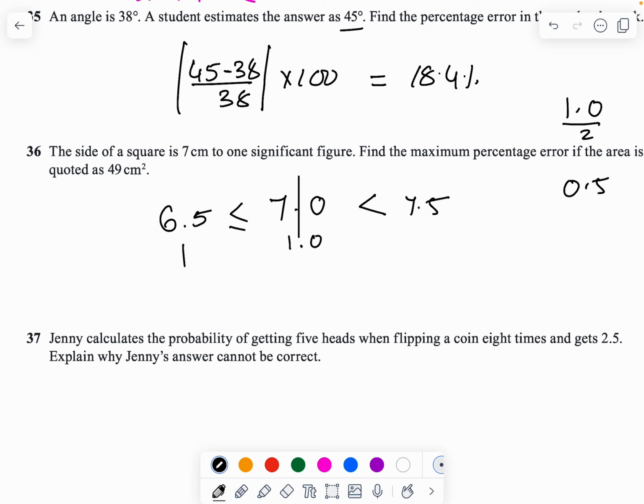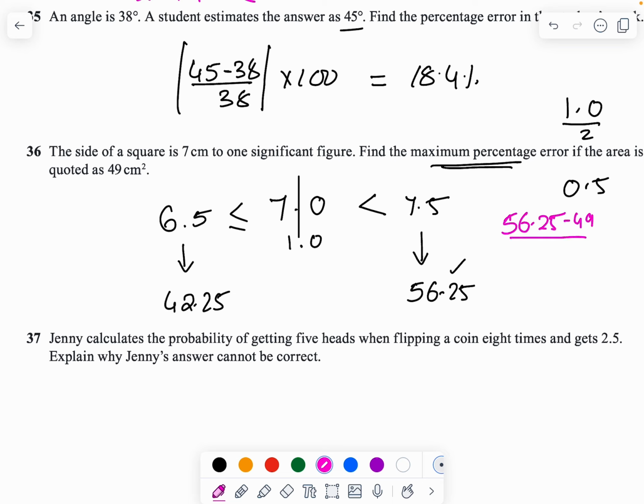Now, if 6.5 is there, so what's going to be the area? 6.5 times 6.5, 42.25. 7.5 times 7.5 is 56.25. This is going to be the maximum area and the minimum area. Now, he is asking what is the maximum percentage. Take the maximum percentage. So which is 56.25 minus 49 divided by 56.25 times 100%. So which is equal to 12.9%.